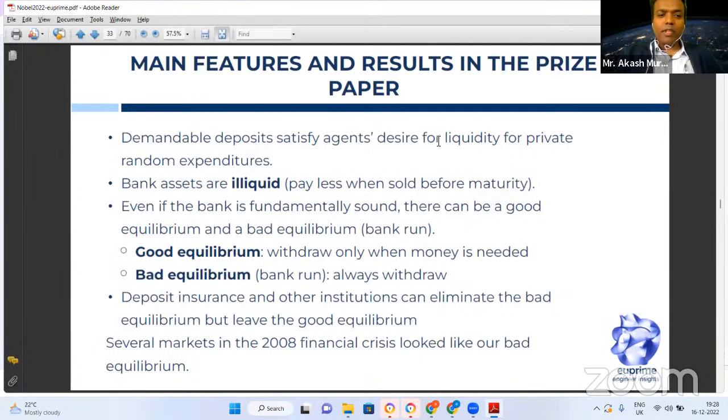Good equilibrium is when people try to withdraw money only when there is a genuine necessity. Bad equilibrium is when they withdraw money because they are panicked and fear other people will withdraw and they'll lose all their money. Like FTX, for example, it's a fire sale. The reason it's a fire sale is that a lot of people pulled out money because everybody else thought this company will go bankrupt. That's a bad equilibrium.